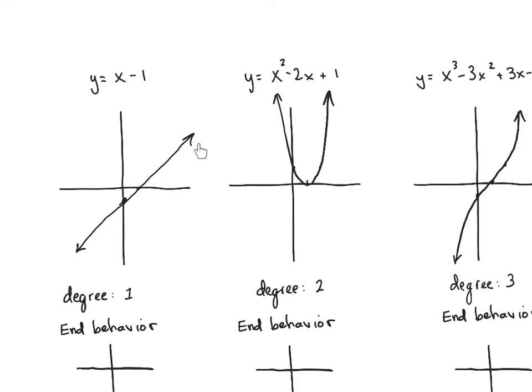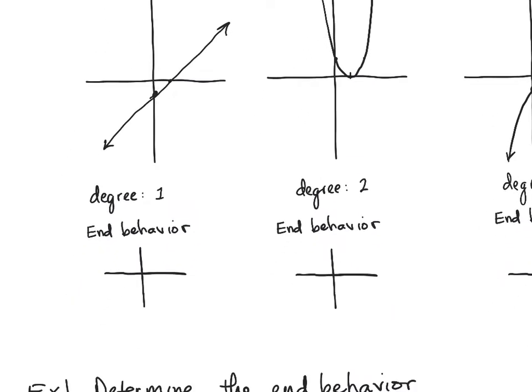For example, here's one end of the graph, and here's the other end of this graph. So these are called the end behaviors. For the second degree polynomial, here's one end of the graph, here's the other end of the graph. Those are the end behavior. And that's why I've got some little graphs down here.